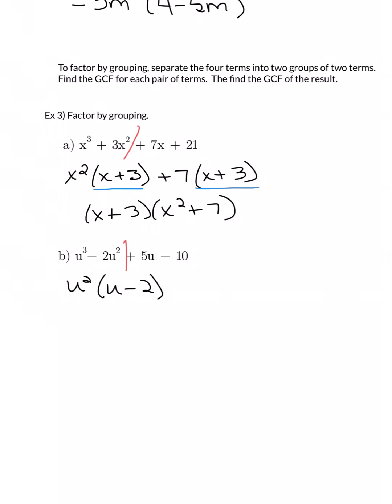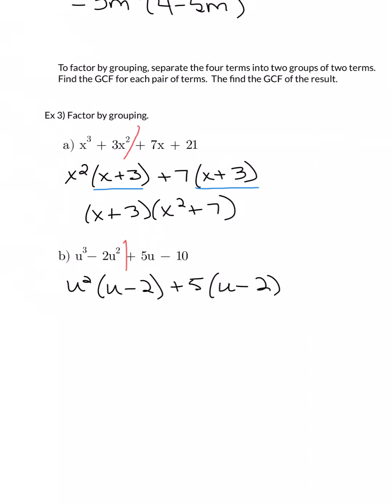Now move on to the second pair. We have 5u and minus 10. What's in common for those two is the 5. So we're going to take out a positive 5. If I take 5u divided by 5, what's left is u. Negative 10 divided by 5 leaves minus 2.